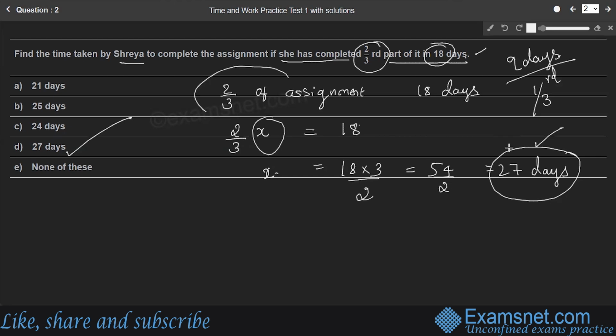Students, here we need to consider 2/3 of the assignment. And how do you relate this to the number of days? So 2/3 of the assignment is equal to 18 days. That means to complete this amount of assignment, she takes 18 days of time, right? So we'll consider the whole assignment as X. Therefore, 2 by 3 into X becomes 18. Therefore, the value of X is 27. Therefore, option D is the right answer.